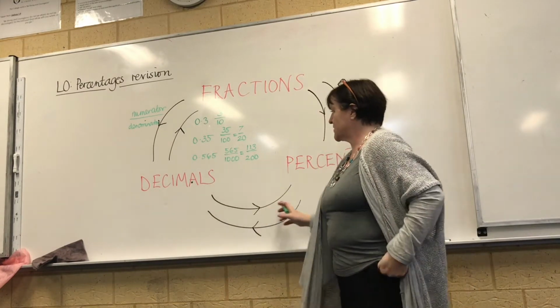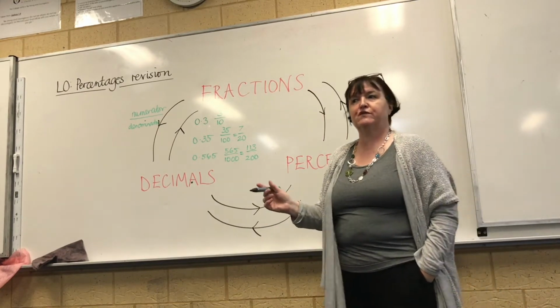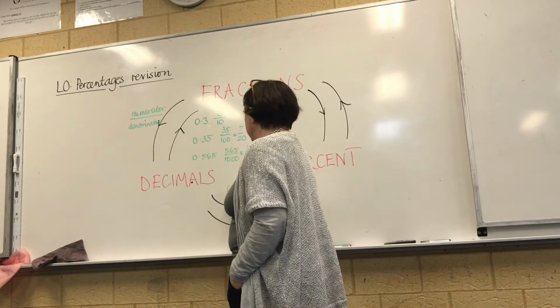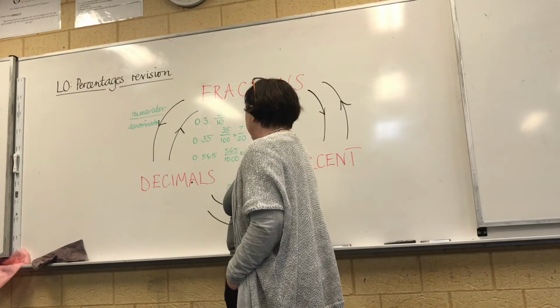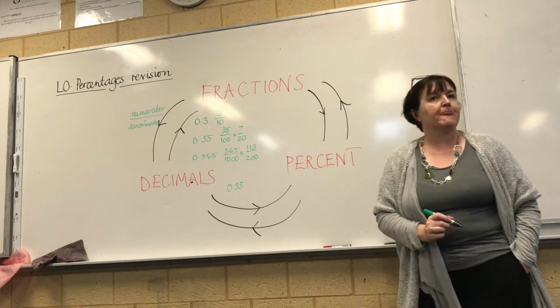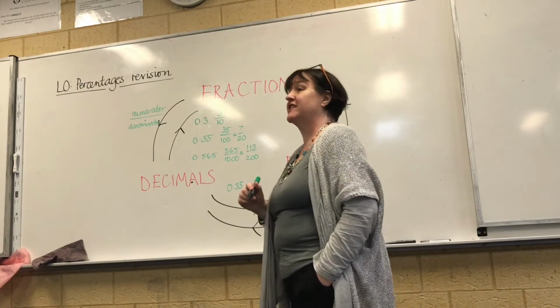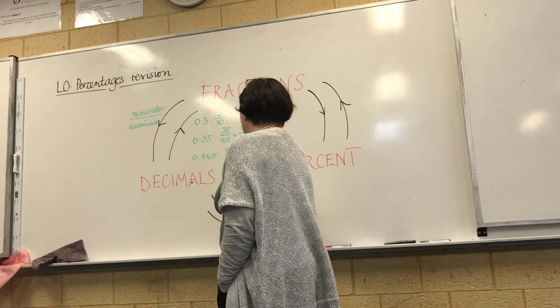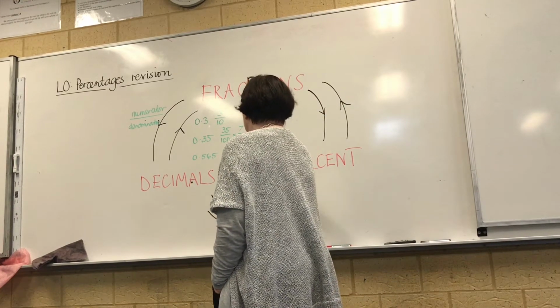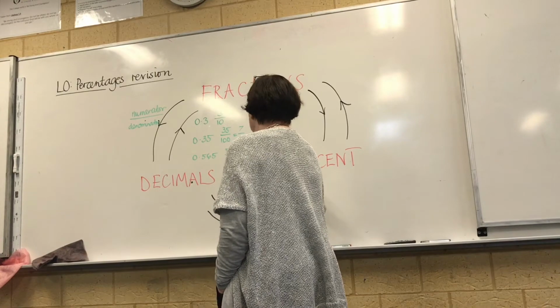Okay, decimals to a percentage. What do you do for that? So say you've got something like 0.35. What do you do to get from a decimal to a percentage? You multiply it by 100. Well done, you multiply by 100, that's right. So that's obviously 35%.